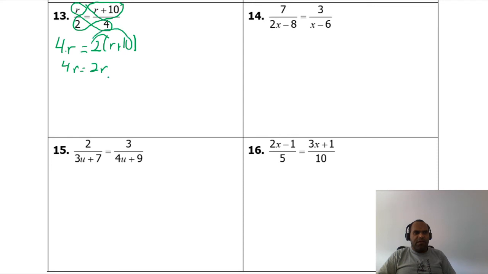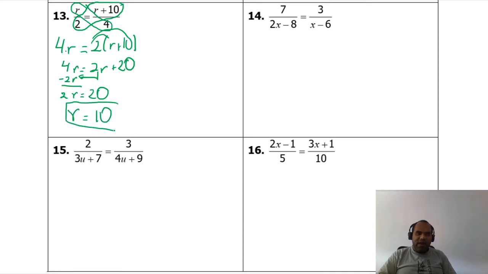Right now 4r's equals 2 times r is 2r's, 2 times 10 is 20, plus 20. Great. Right now I need to move the smallest variable. The smallest one is 2r's. Let's move 2r's here. The opposite for 2r's is negative 2r's. 4 minus 2 is 2r's equals 20. Nice. How many times 2 goes into 20? r equals 10. Yes. Great.